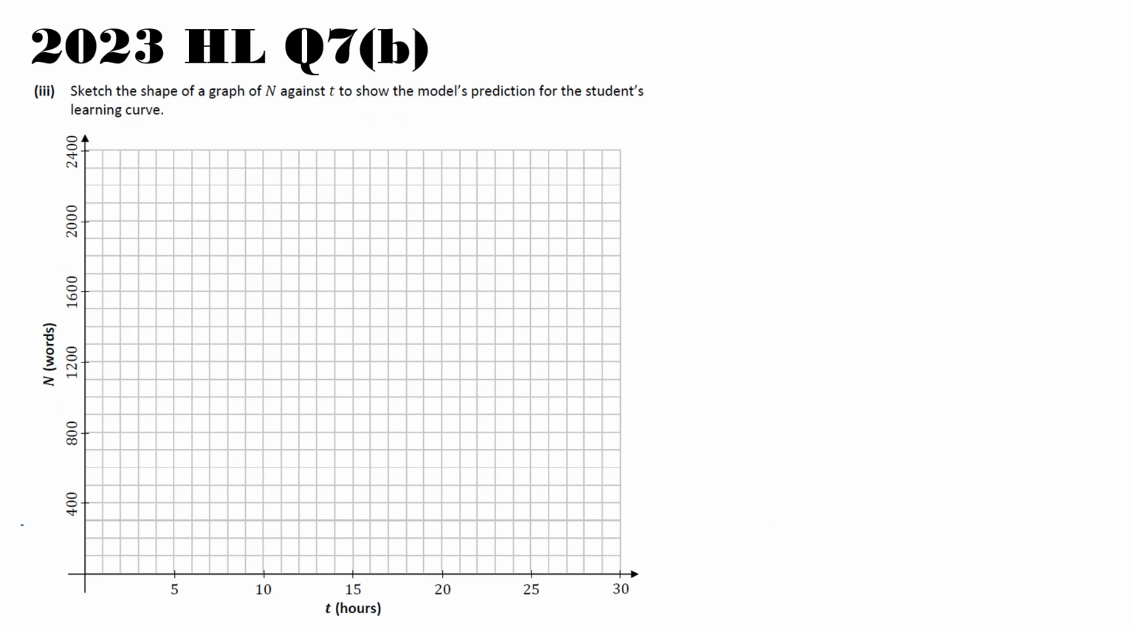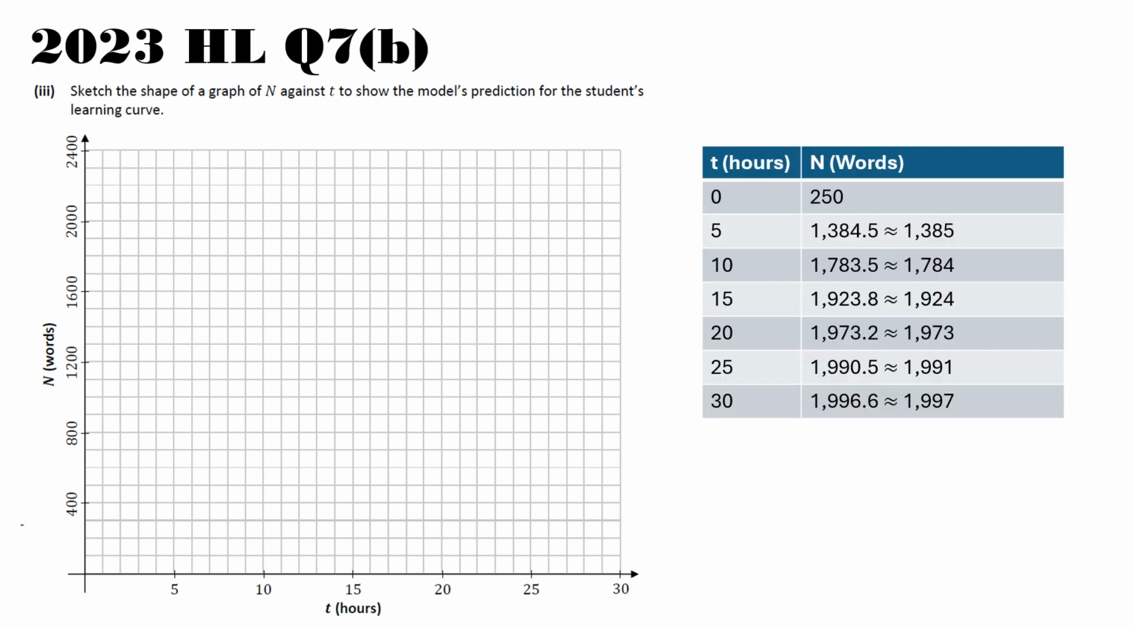So part 3 asks us to sketch the shape of a graph of n against t to show the model's prediction for the student's learning curve. So there's a few different ways you can work that out. In your calculator, you can put in the formula and you can just change your t value from 0 to 5, 10, and so on. You can use the table function if you've a Casio or the function on other calculators. So I'm going to create a table just so you can see the values.